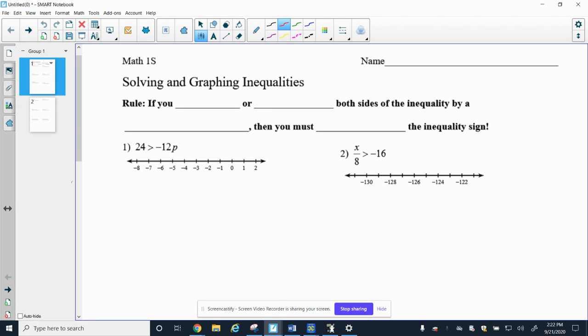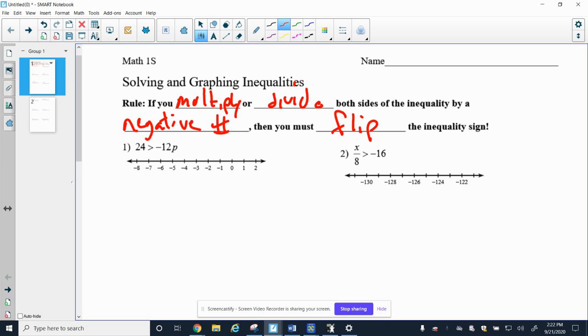Okay, so this rule, we're going to fill in the blanks at the top here, is: if you multiply or divide both sides of the inequality by a negative number, then you must flip the inequality. Okay.